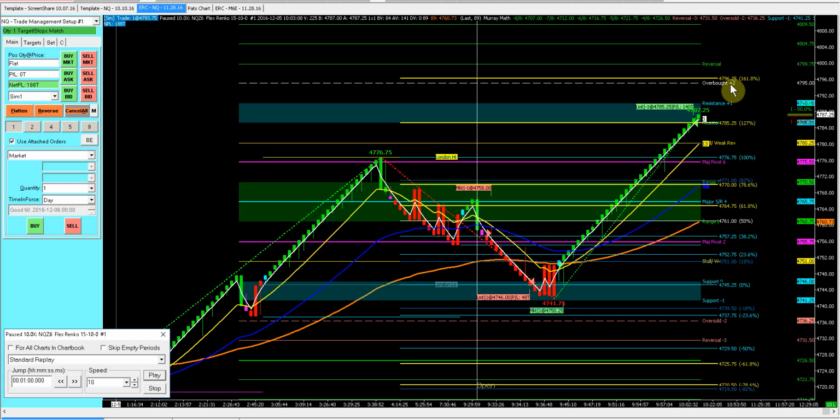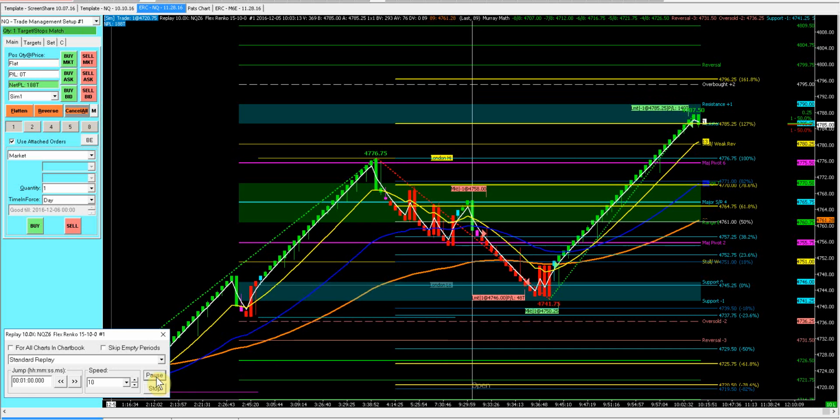Okay, so I'm going to wait for when it comes back down, because I still think we've got confluence here. I still think we're going to hit that overbought. So let's wait. It's going to pull back to at least that stall weak reversal, maybe all the way down to the major pivot. I don't know. Let's see what happens here.